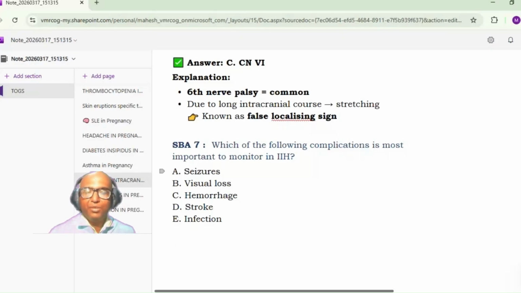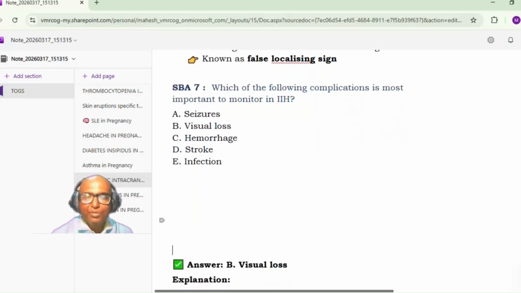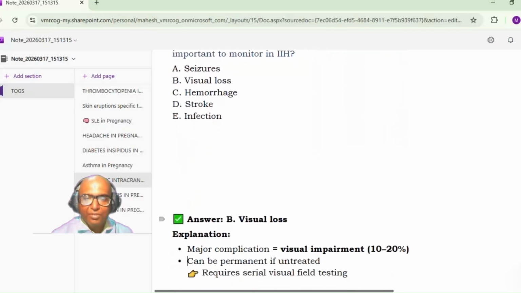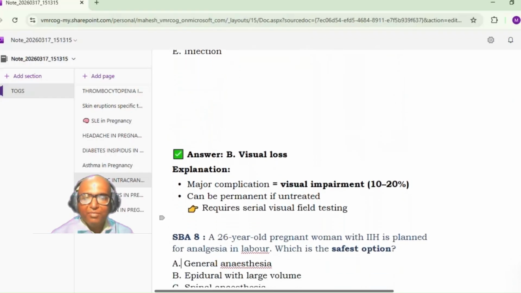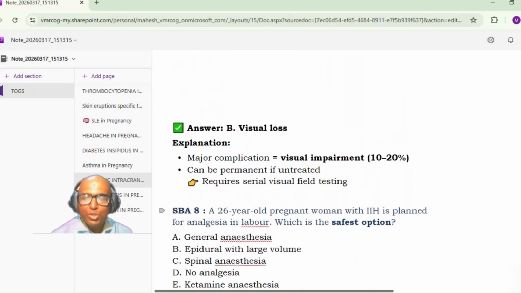Question number 7. Which of the following complications is most important to monitor in IIH? A. Seizures, B. Visual loss, C. Hemorrhage, D. Stroke, E. Infection. It is B, visual loss. So what investigation do you have to do? Visual field is checked every 2 to 3 months. You have to monitor the visual field. The major complication is visual impairment in around 10 to 20%. It can be permanent if untreated. It requires serial visual field testing.